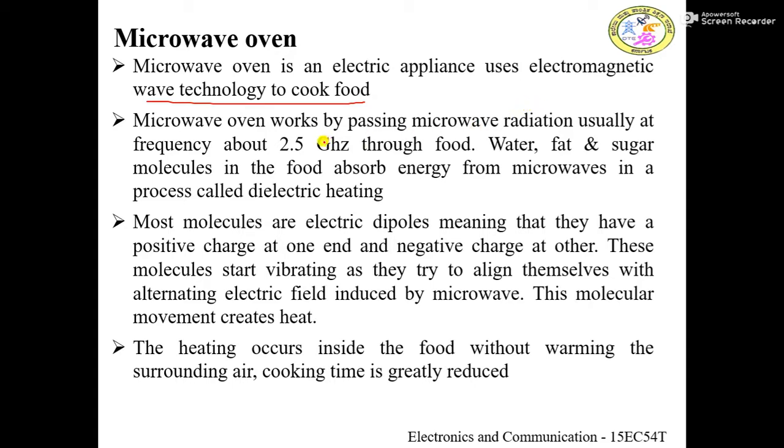Usually the microwaves have a high frequency, about 2.5 gigahertz. These powerful microwaves are made to fall on the food. Whenever they fall on the food, the water, fat, and sugar molecules present in the food absorb the energy from the microwaves through a process called dielectric heating.